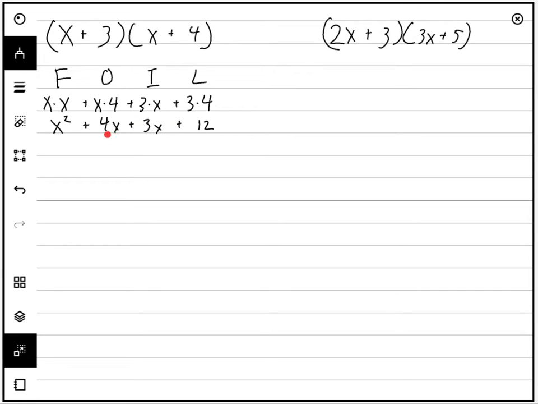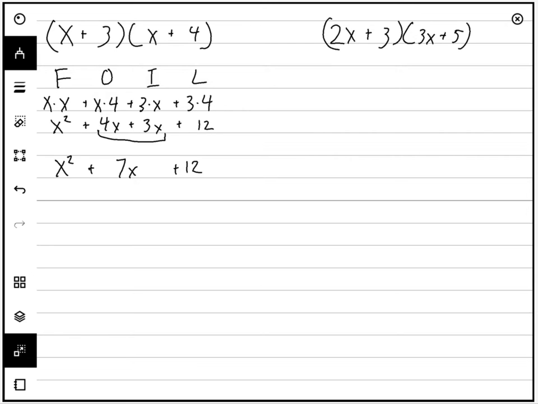And then let's add all the like terms, which is basically just going to be these two. These guys are on their own, they're all by themselves. x squared plus 7x plus 12. Cool.